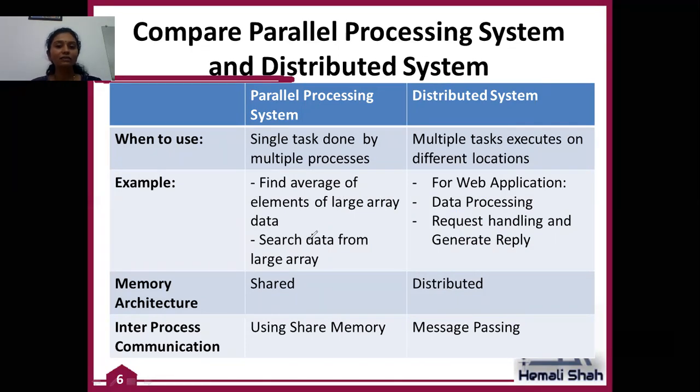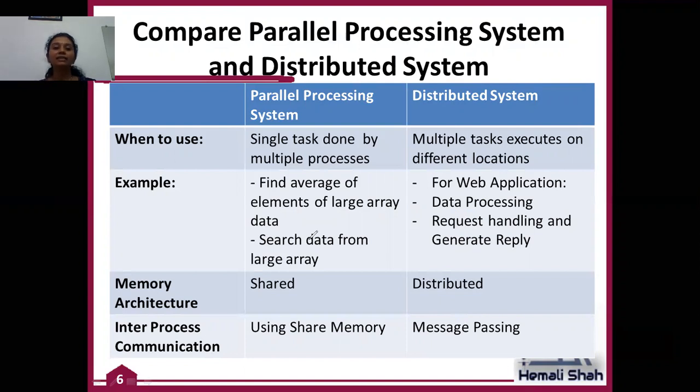Finding the average using a single process is very difficult and takes a very long time. For that, you can divide your array into small parts, create multiple processes, and assign the data to them. For example, for an array of 100 elements, you can create 10 processes: assign the first 10 elements to the first process, elements 11 to 20 to the second, 21 to 30 to the third, and so on up to 91 to 100 for the last process.